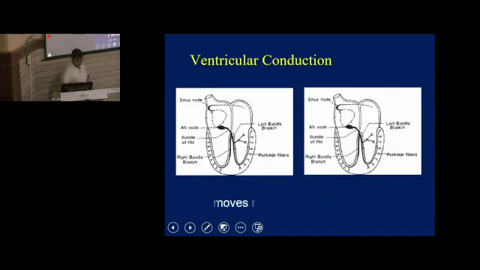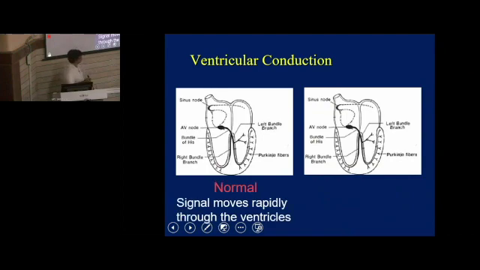Now this is the ventricular conduction. This one is normal. It comes from the SA node and then goes to the atria, then to the AV node, then to the bundle of His, then it divides into the right bundle branch and left bundle branch, and then the conduction goes to the ventricular walls, and then back towards the base of the heart. The normal signal moves rapidly through the ventricles. It goes quickly because of the presence of Purkinje fibers, which have the highest conduction velocity. The signal transmits quickly through the ventricular wall.